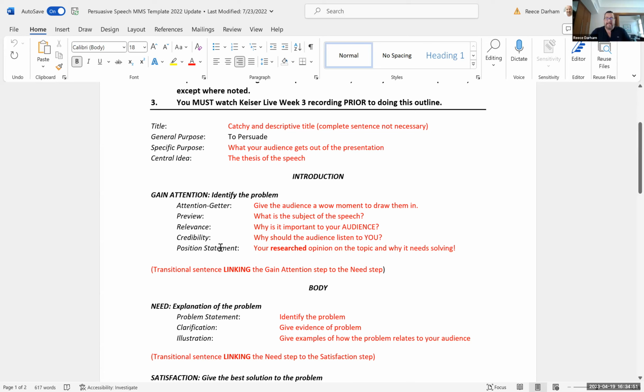And then end off the gain attention step, which is very much like an introductory paragraph or statement, with your position statement. This is your researched opinion, not just your opinion, not your how I feel and think. That doesn't mean anything. Doesn't mean anything at all when it comes to persuasion. It has to be your researched opinion. And this is very much based in your credibility that you have.